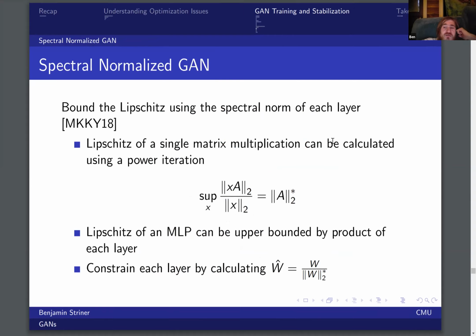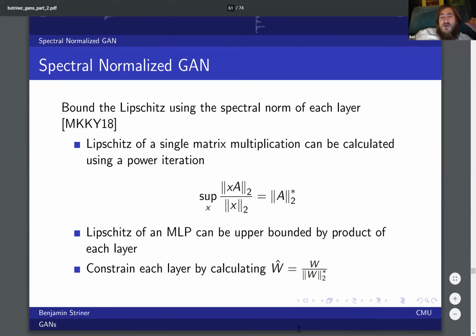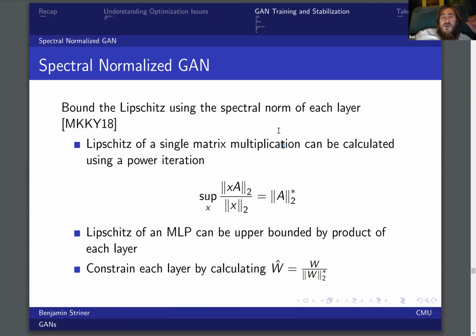Another interesting idea for how to constrain the Lipschitz is the spectrally normalized GAN. This is another one that I would recommend, either this or the Wasserstein GAN gradient penalty. What the spectrally normalized GAN does is use basically just linear algebra to calculate a bound on what the Lipschitz is, but it's an okay bound. It's not great, but it seems to work pretty well in practice.